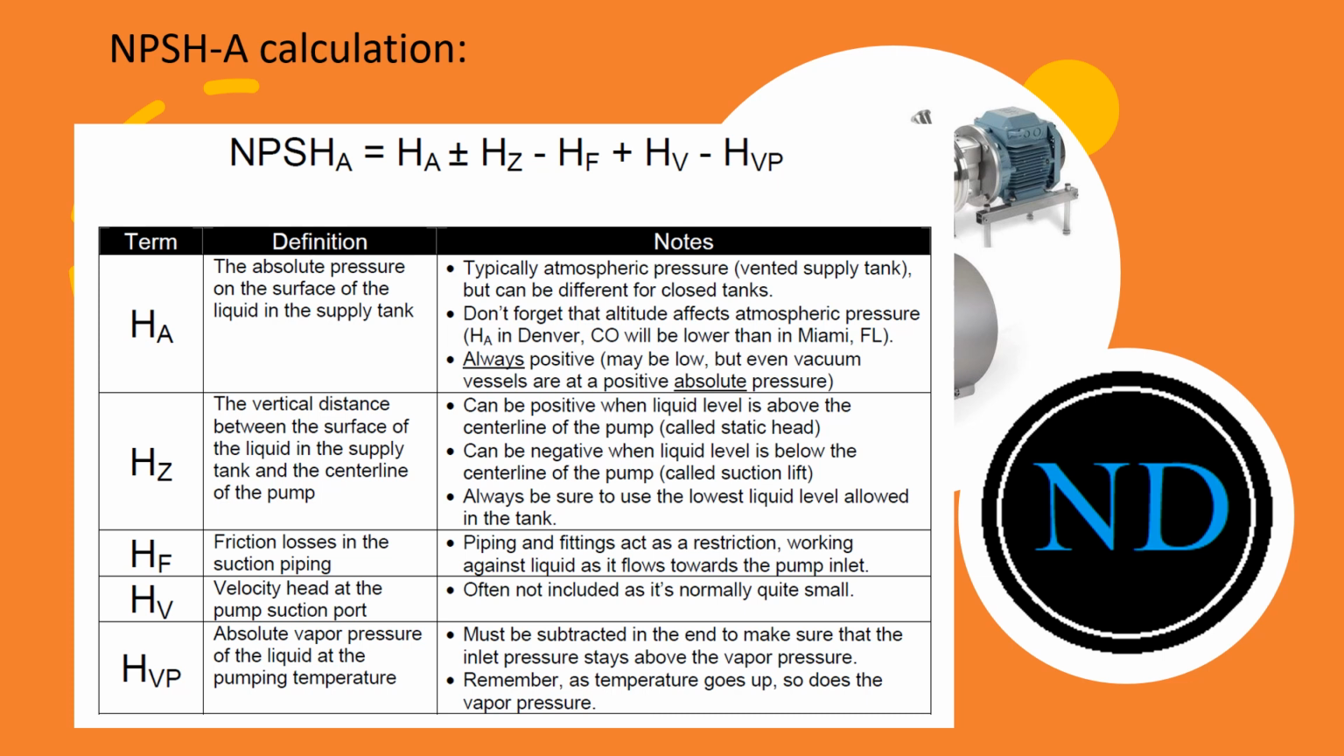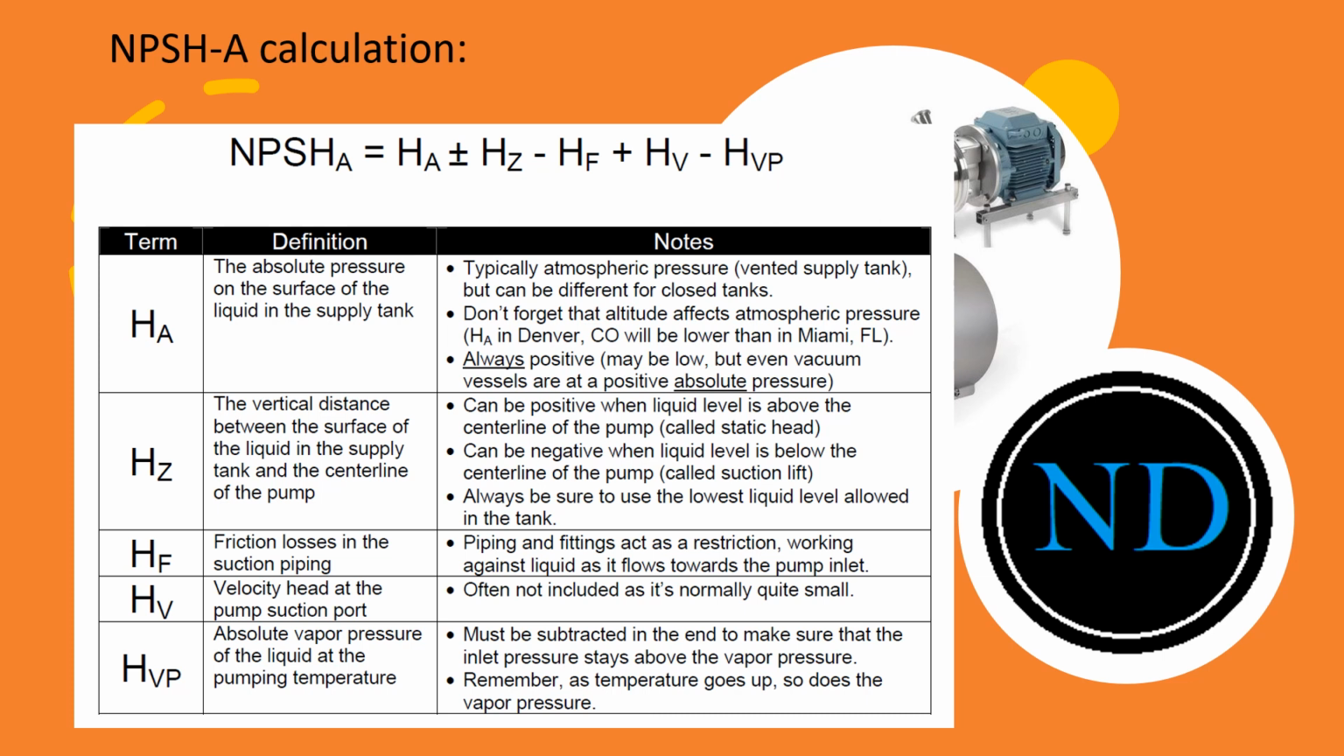And what is HZ? HZ is the vertical height from the tank outlet to the pump suction. So you have to consider this distance only. Don't consider the height inside the tank. It will mislead you. Then HF. HF is the frictional losses inside the pipe. This you will get from Darcy's equation or another equation. You can calculate these frictional losses, pipe losses basically, and the fitting losses which are inside the suction pipe.